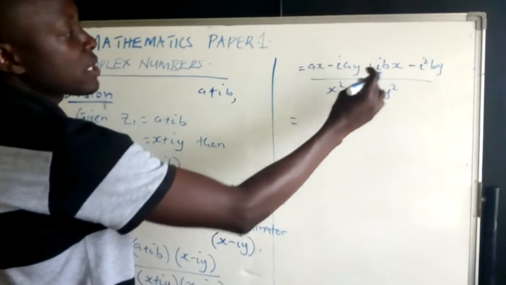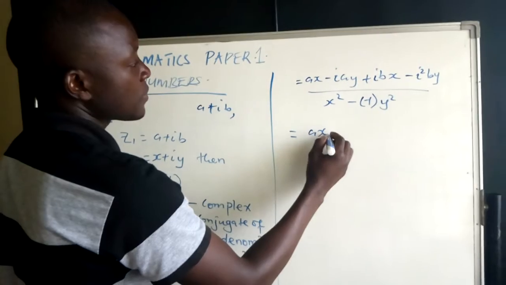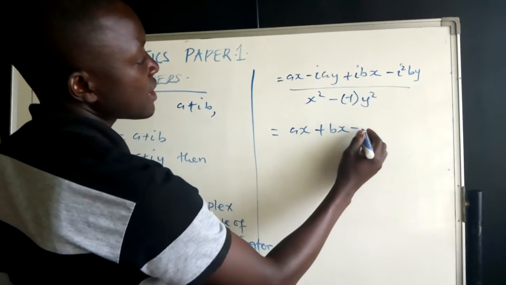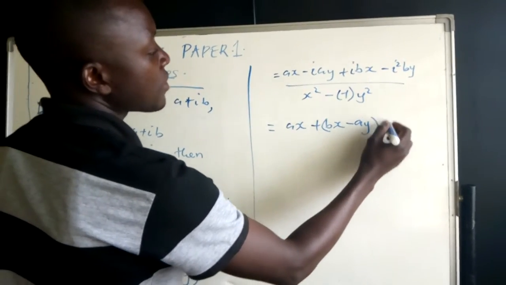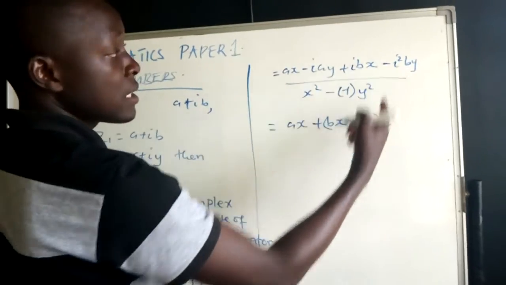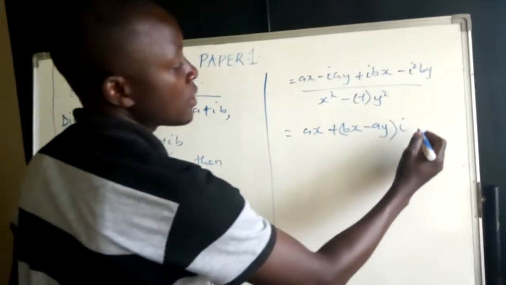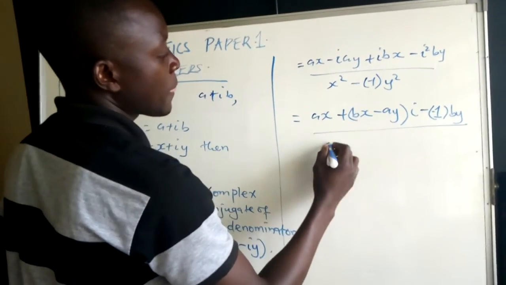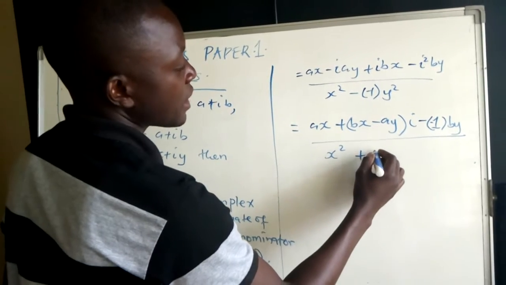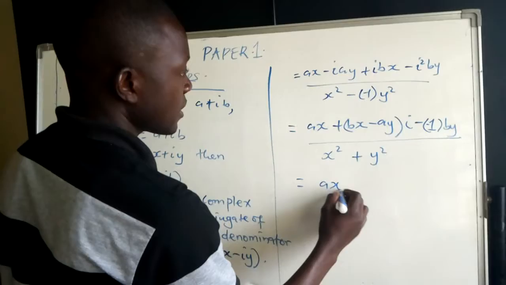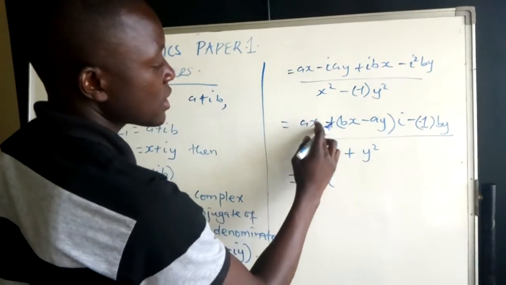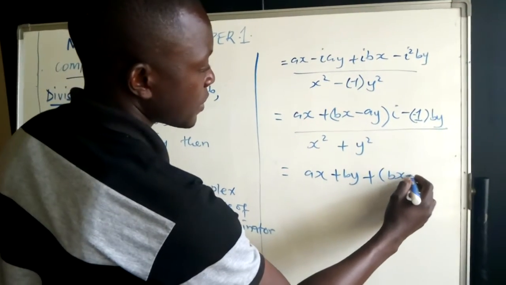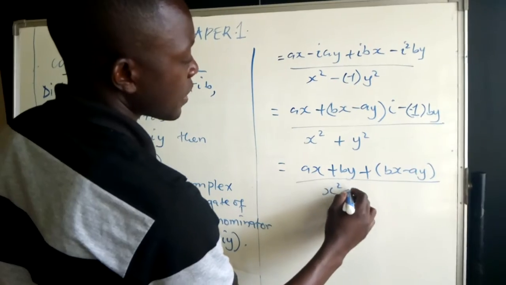and this becomes, we collect those that are having i and those that are not having, shall have ax. This is having i, this is having i, I will start with the positive one, plus bx minus ay, then everything is having i, then this one is negative, but i squared, because we said it's a property, whenever you have i squared, it's negative 1, we shall have it as minus negative 1 by, everything over x squared, this negative and this adds, plus y squared, and this gives us ax. This is not having any i, so I will combine it together with this, and I have it as plus by, because of this negative and that, plus bx minus ay, everything over x squared plus y squared.